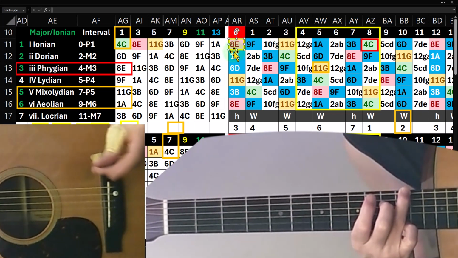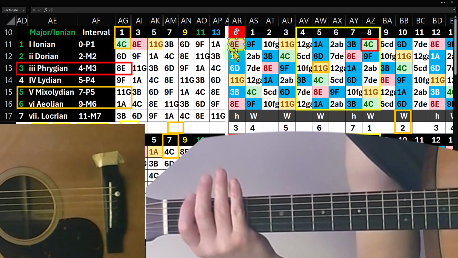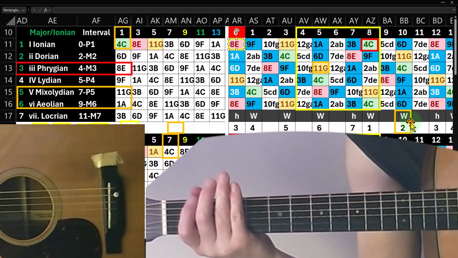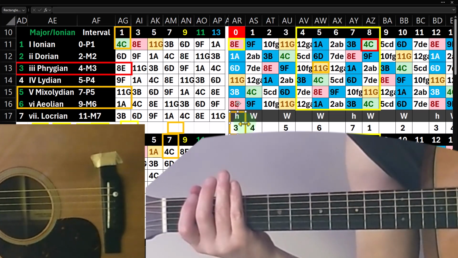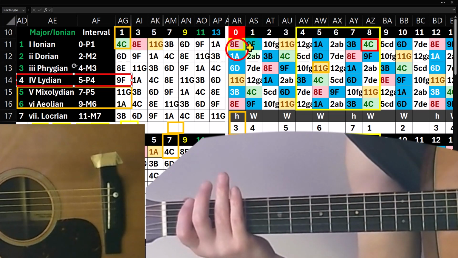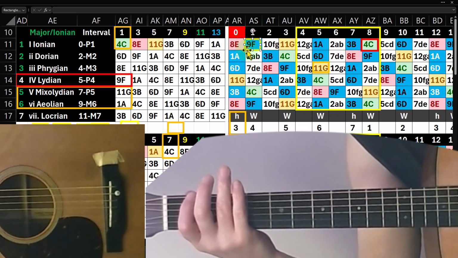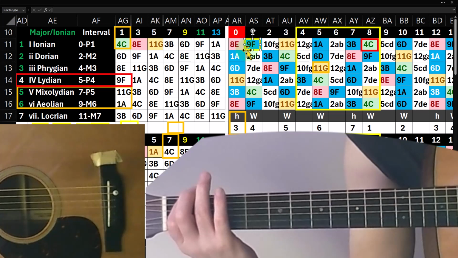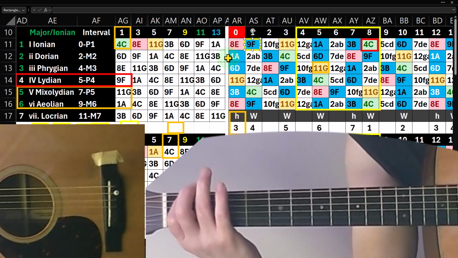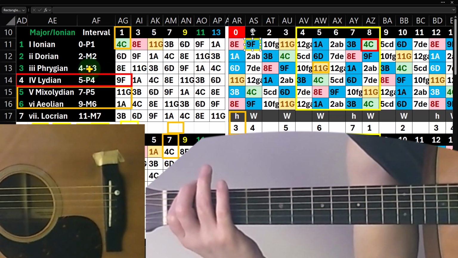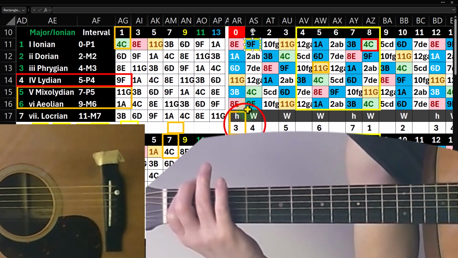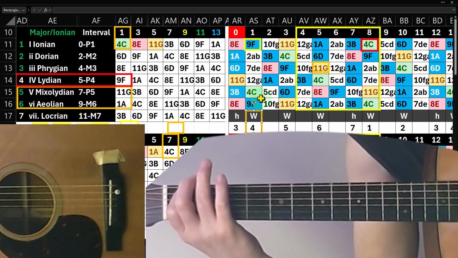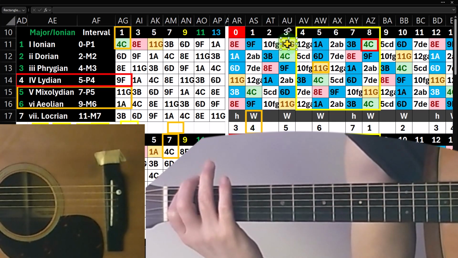So now we're on the low E, and we're going to go from the 3rd to the 4th, which is a half step. From the 3 to the 4 of the major scale is a half step. Going from the E to the F, open E to F, is a half step, going from absolute mode number 3, Phrygian, to absolute mode number 4, the Lydian. And then going from the 4th to the 5th of the major scale is a whole step.